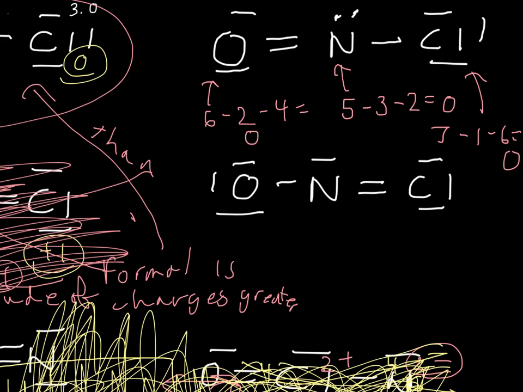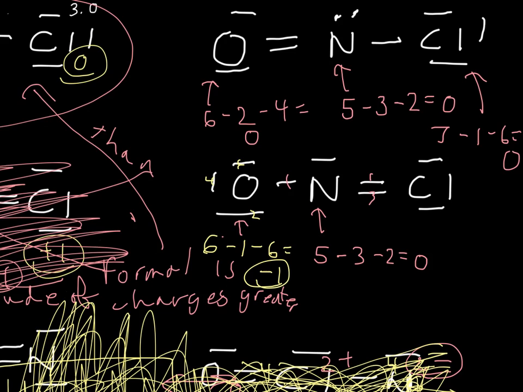How about this structure down here? Nitrogen has 5 valence electrons. It's participating in 3 bonds, 1, 2, 3, 2 lone electrons, so its formal charge is 0. Our oxygen has 6 valence electrons. It's participating in 1 bond. It has 6 lone electrons, 2, 4, 6. So its formal charge is -1.